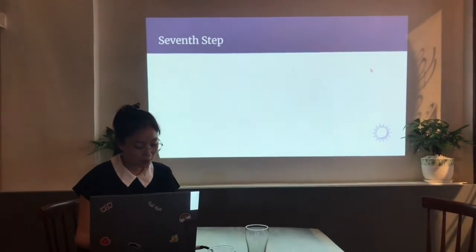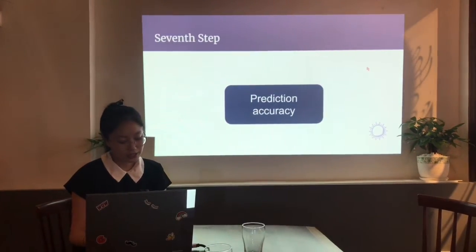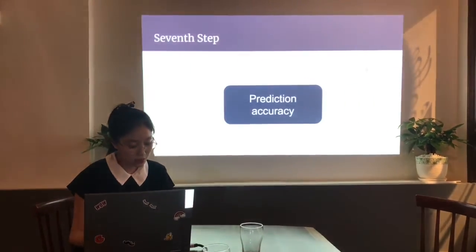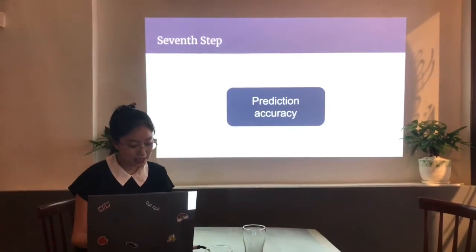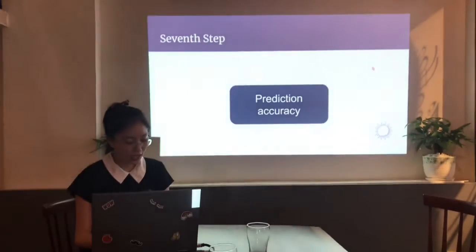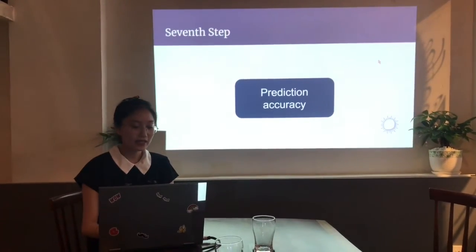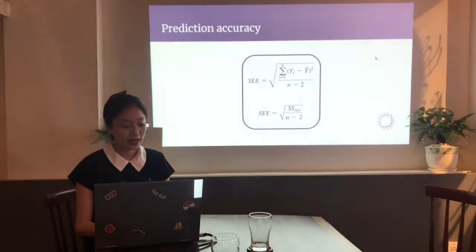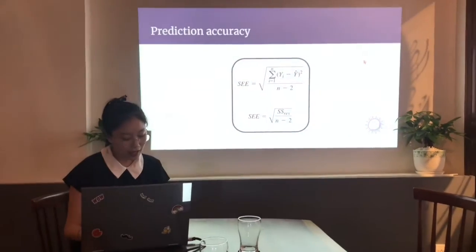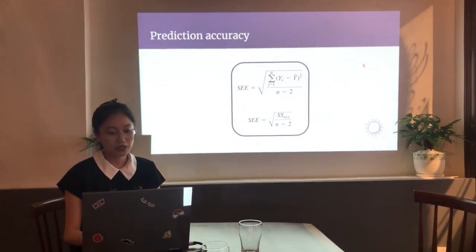And the seventh step is prediction accuracy. To estimate the accuracy of predicted values, it is useful to calculate the standard error of estimate. This statistic is the standard deviation of the actual Y values from the predicted Y hat values. And we'll have the formula like this. More generally, if there are k independent variables, we'll have this formula.